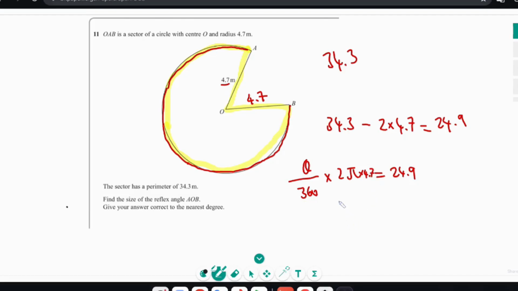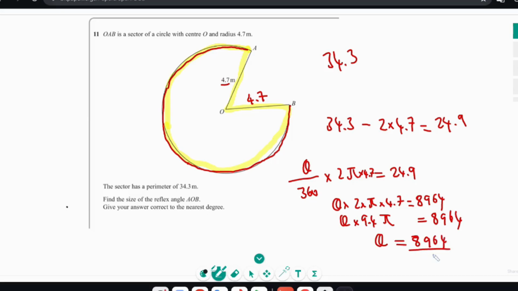Okay, so I'm going to times both sides by 360 first. Which gives us theta times 2 times pi times 4.7 is 8,964. 2 times 4.7 is 9.4. So theta times 9.4 pi is equal to 8,964. I'm going to divide both sides by 9.4 pi. We'll just leave it like this and then work it out.